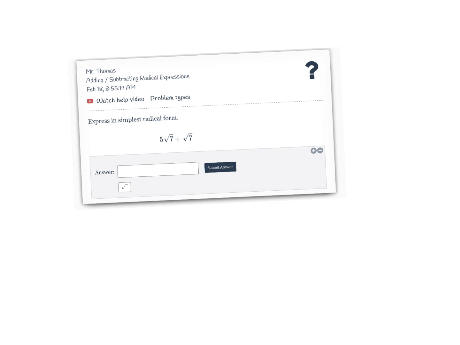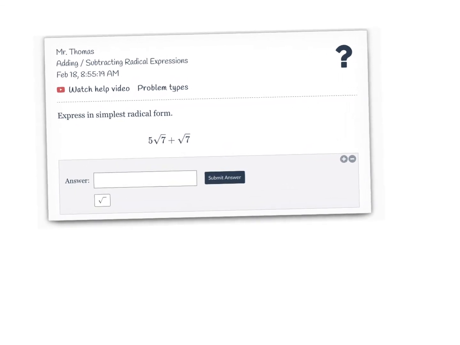All right, this one is adding, and lucky for us again, look at it, it is a similar radical, so we don't have to, what's the word, simplify. So they are like radicals or like terms, if you will. This one is 5, this one's 1, so 6 square root of 7 is our answer. All right, that's it.